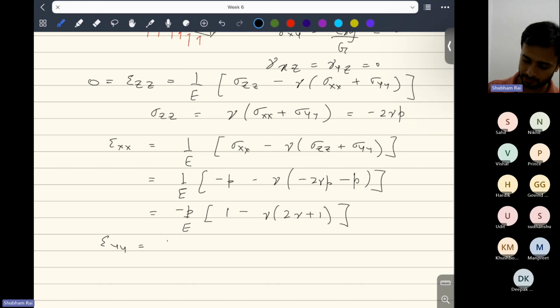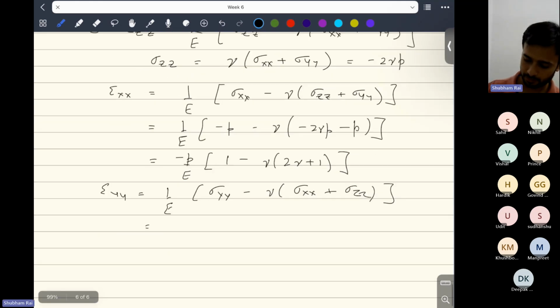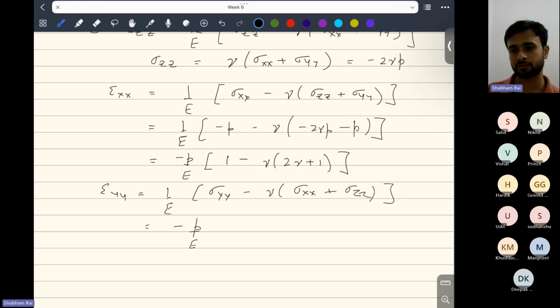And your epsilon yy is again 1 over E times sigma yy minus mu times sigma xx plus sigma zz. So you get the same thing again, minus p by E. You substitute the value, you get the same thing because you have the same forces in the x and y direction. So 1 minus mu times 2 mu plus 1.